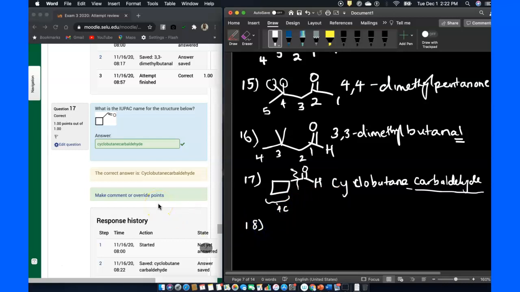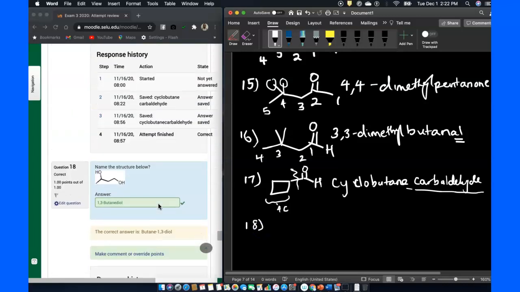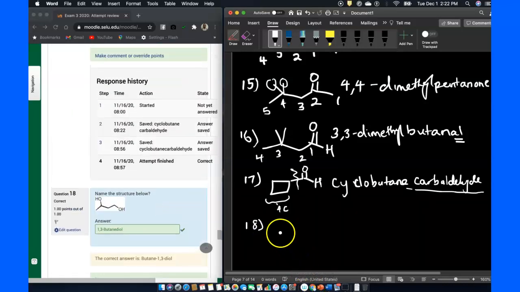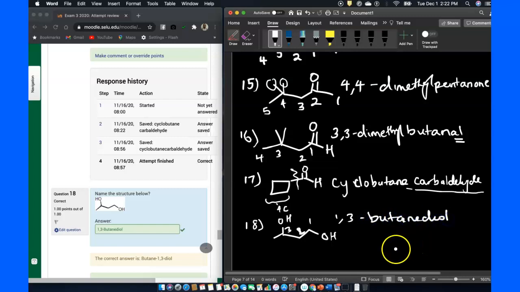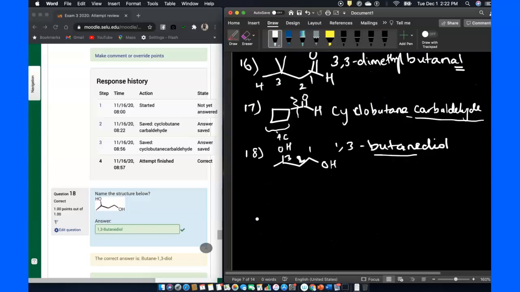So let's do 18. 18 is a diol because there are 2 OHs. So we prioritize the position of OH. So it's 1,3-butanediol. You give the alkane name of the chain and then you write diol. Otherwise it would have been butanol if it was only 1 OH.